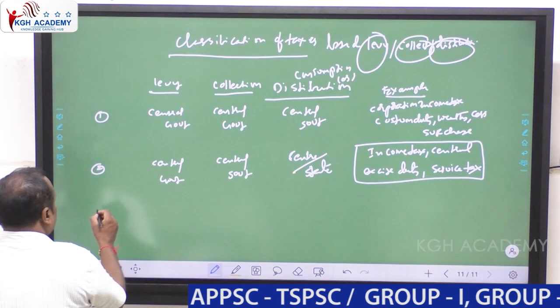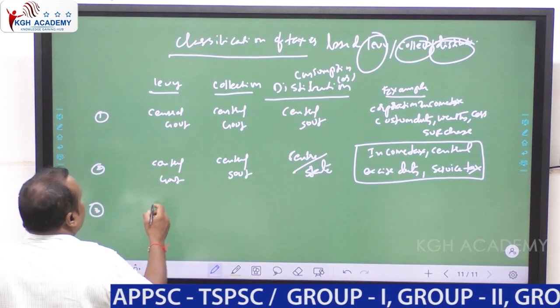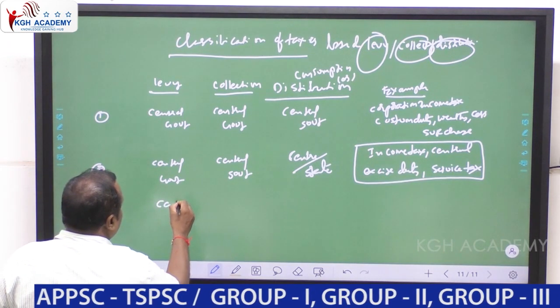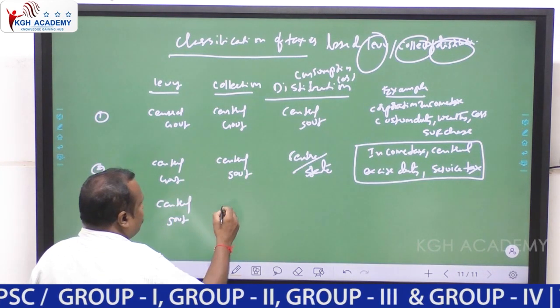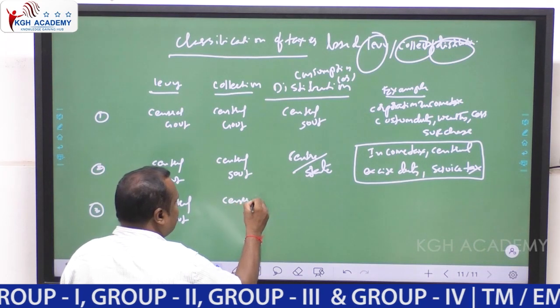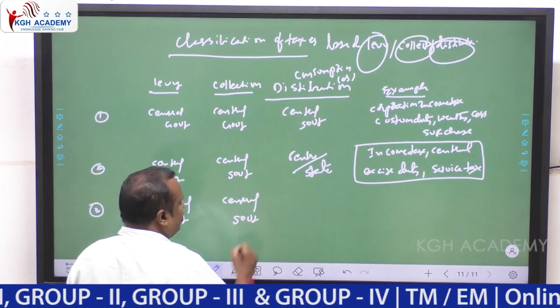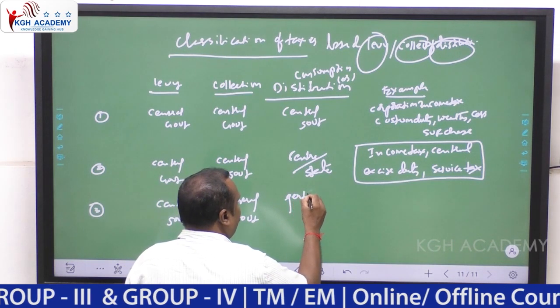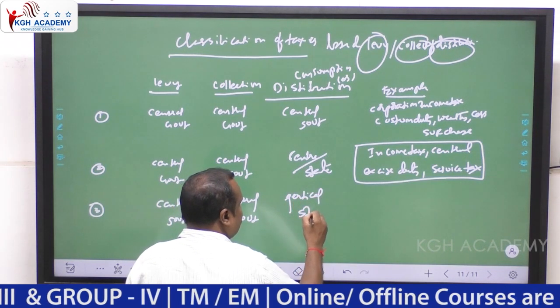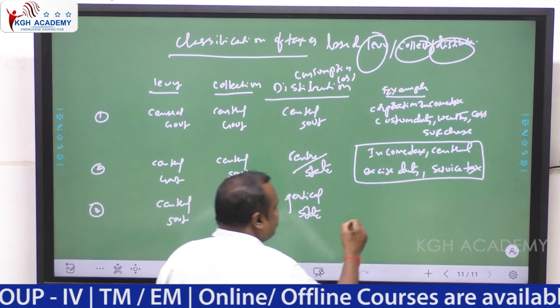Then the third one. The tax levied by the central government, collected by the central government, and given to the particular state. That is estate duty.